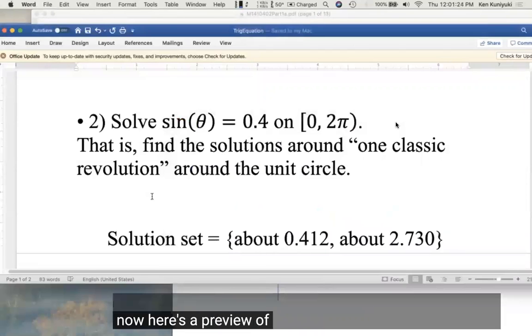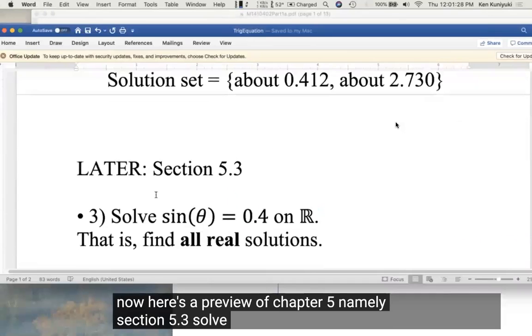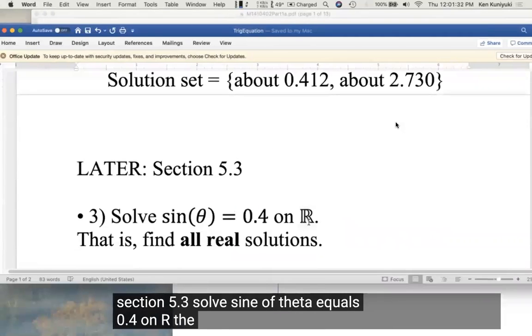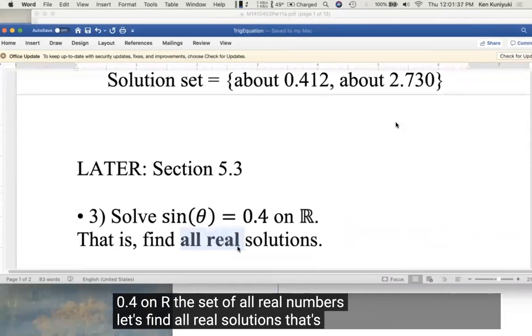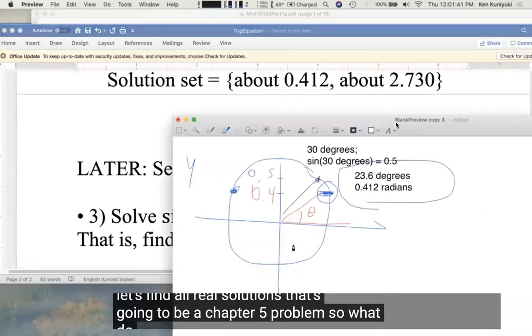Now here's a preview of chapter 5, namely section 5.3. Solve sine of theta equals 0.4 on R, the set of all real numbers. Let's find all real solutions. That's going to be a chapter 5 problem. So what do we pick up?